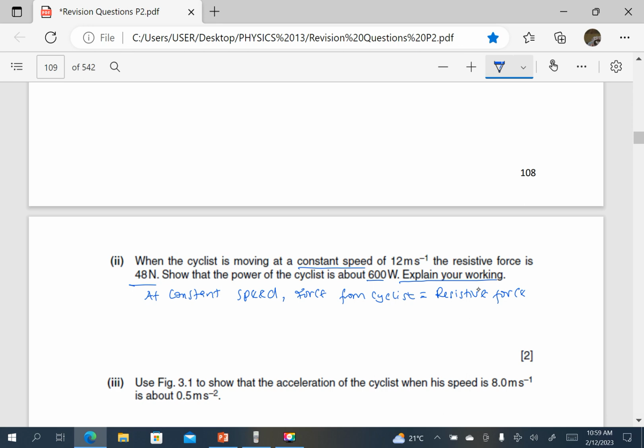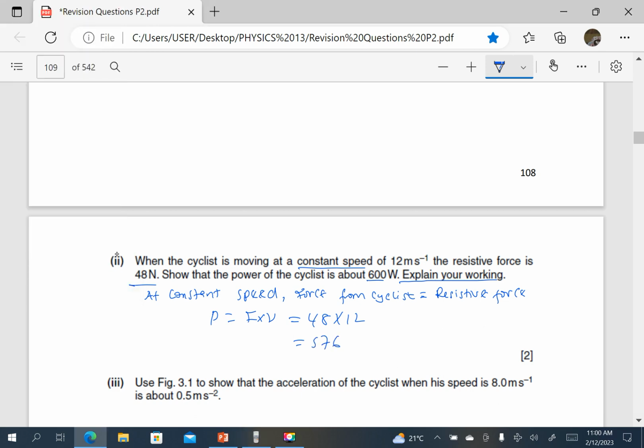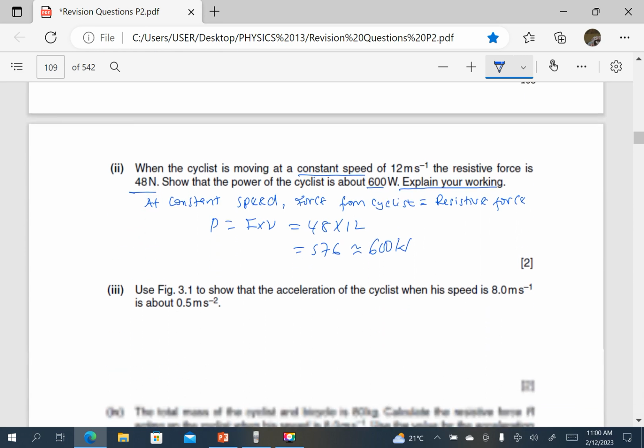So the force from the cyclist should be equal to the resistive force. We want to show that the power of the cyclist is about 600. Power is equal to the force times the velocity. Since the force from the cyclist is equal to the resistive force, this will be equal to 48 times 12, which is 576, which is approximately 600 watts.